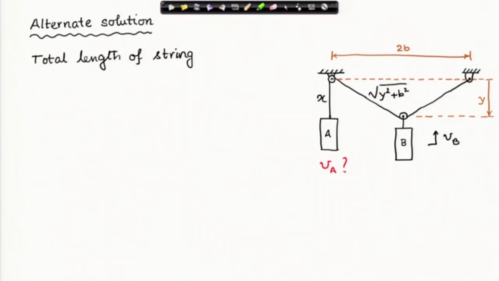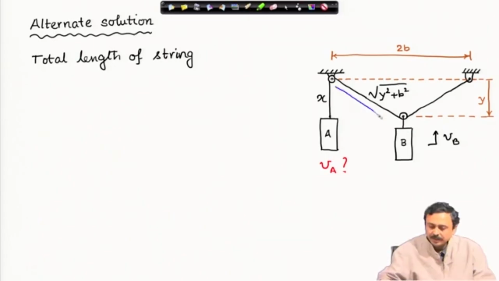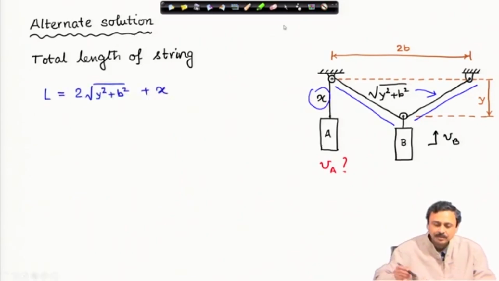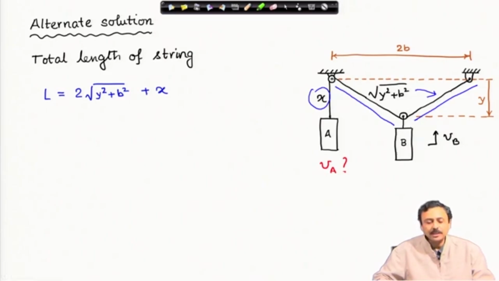Now, there can be an alternate solution method for this problem. You find out the total length of the string. Total length of the string can be found by this length, which is under root y square plus b square, plus this length, which is also under root y square plus b square, plus this length, which is x. So, total length of the string is this, and this total length is not changing as B moves. So, I can differentiate this expression.